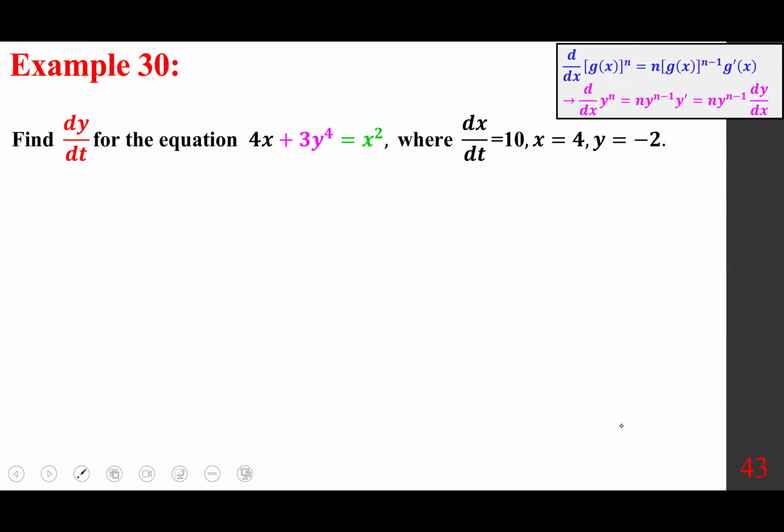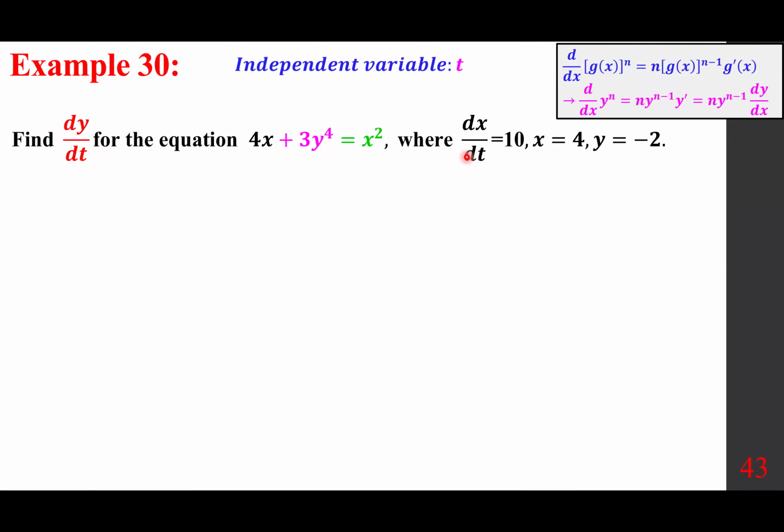Want to find dy/dx for the equation where dx/dt is 10, x is 4, y equals negative 2. Now, the very first thing I want you to notice is this. The moment you see dy/dt or dx/dt or both means what? t is the independent variable, which means the derivative of x is no longer 1. What is it? dx/dt. So that's the key here. Normally in the application of related rates, t is the independent variable. So I want to start with that.